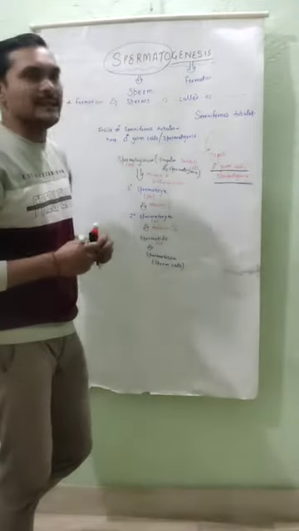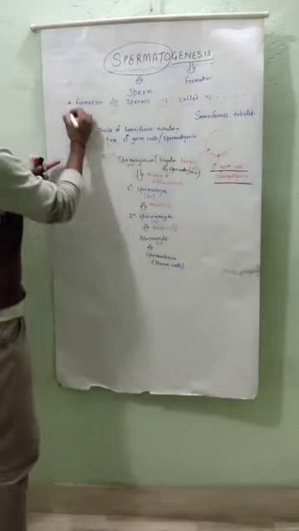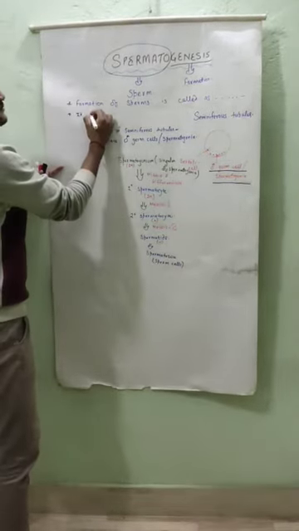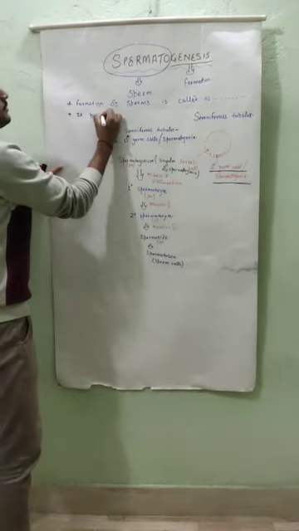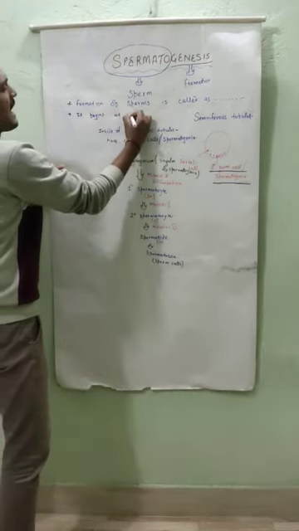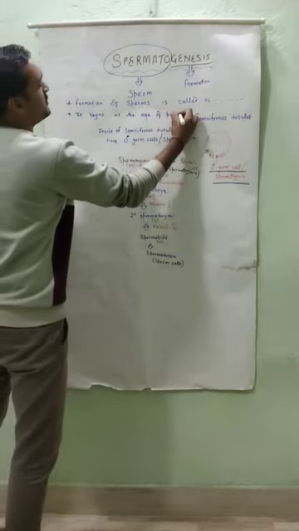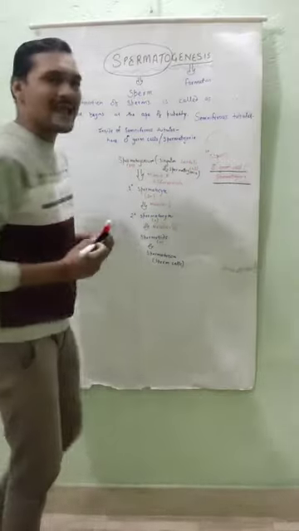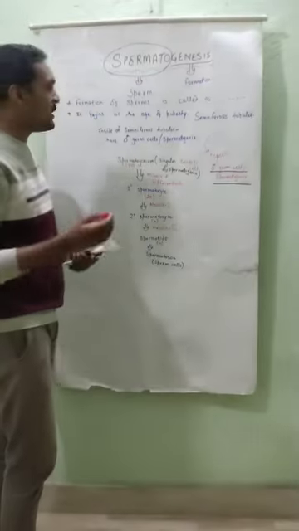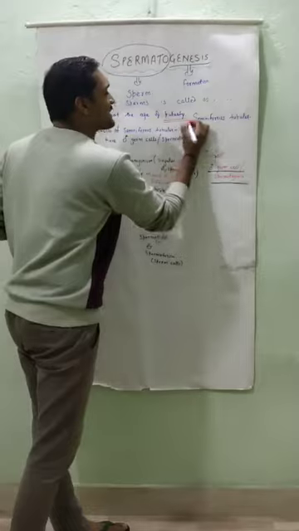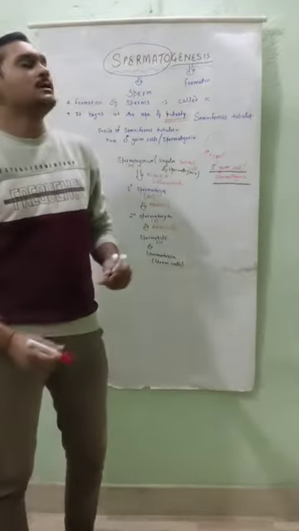Now one more thing which I would like to add here is that this process of spermatogenesis begins at the age of puberty. It begins at which age? It begins at the age when a male attains puberty.